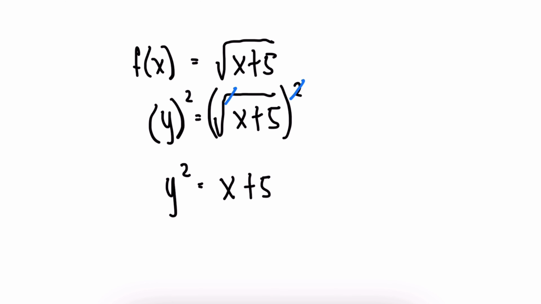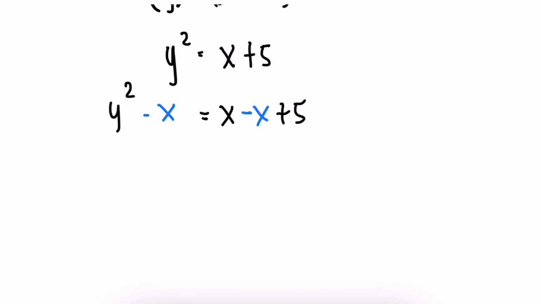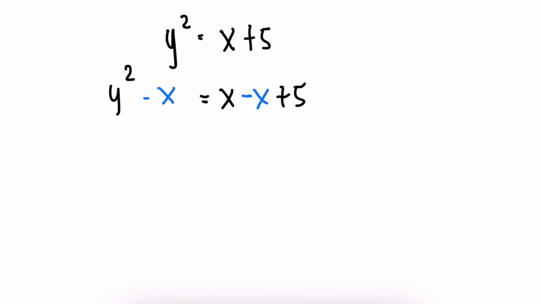To solve for x, add both sides by negative x. That will be y squared minus x is equal to x minus x plus 5. To simplify, on the right side of the equation, x minus x, that is equal to 0. So the resulting equation now is y squared minus x is equal to 5. To find the range, or to isolate the variable x on one side, add both sides by negative y squared through addition property of equality.